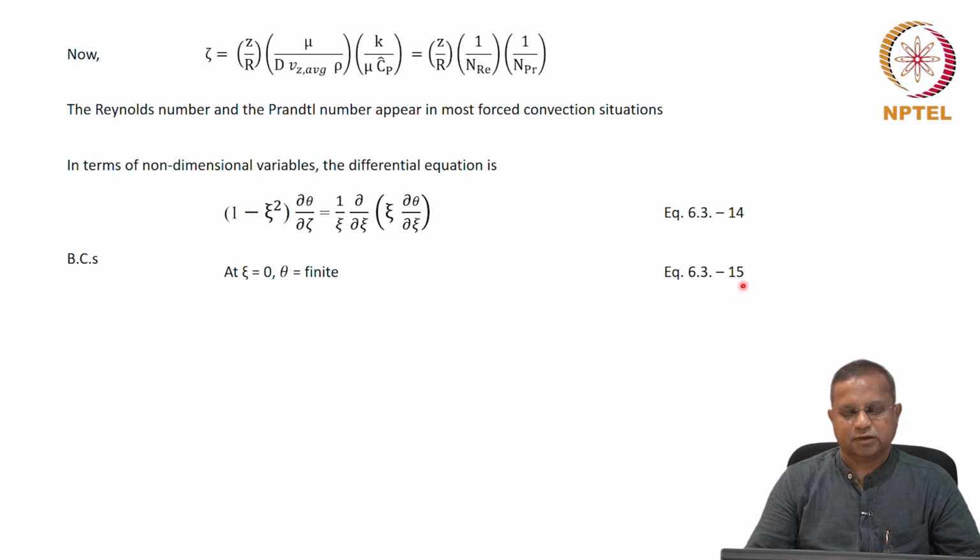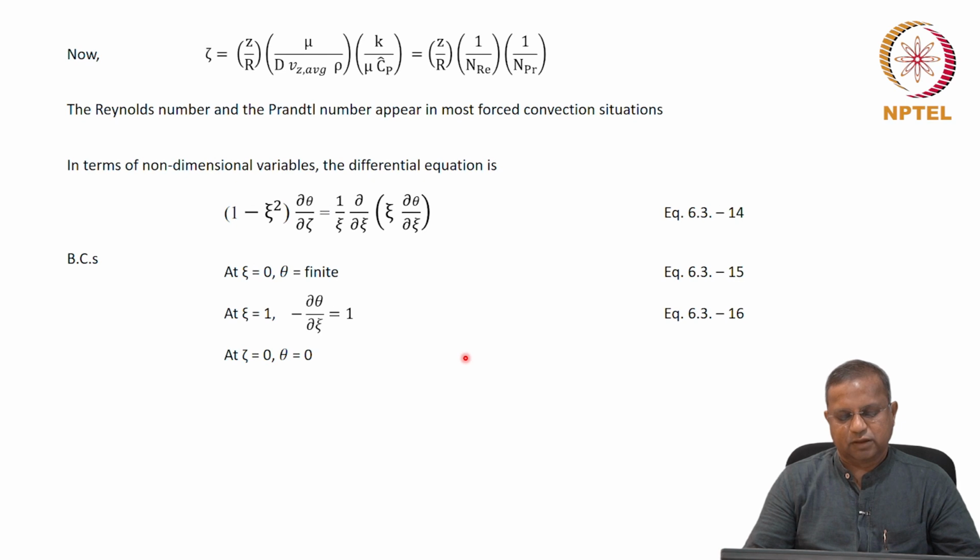Equation 6.3-15. At xi equals 1, dou theta dou xi equals 1, equation 6.3-16, and at psi equals 0, theta equals 0. Okay. Equation 6.3-17.